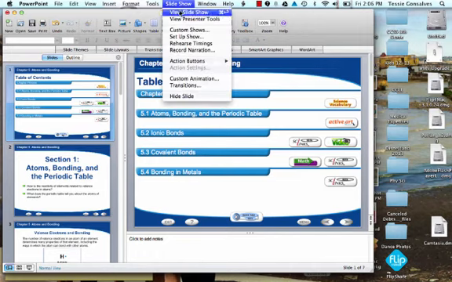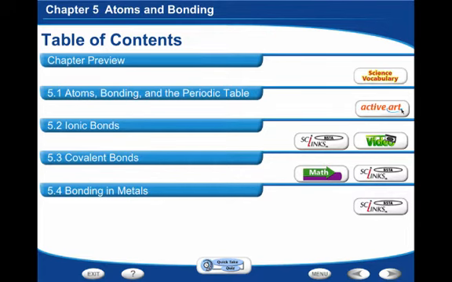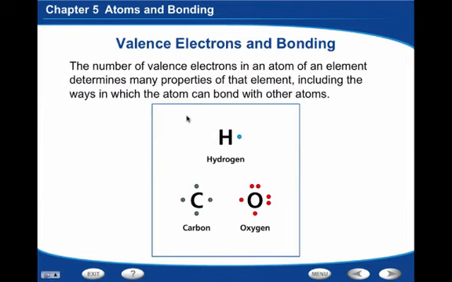Okay, so this is going to be a very quick flip lesson. There's only 7 slides here, and it's about 5.1, and we're talking about the periodic table and atoms bonding and the periodic table.